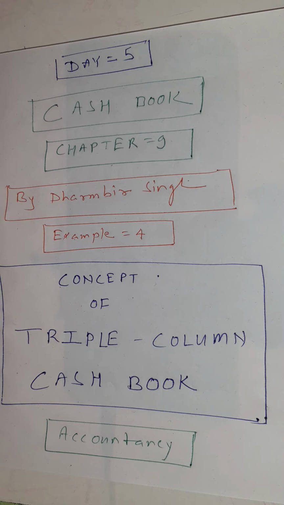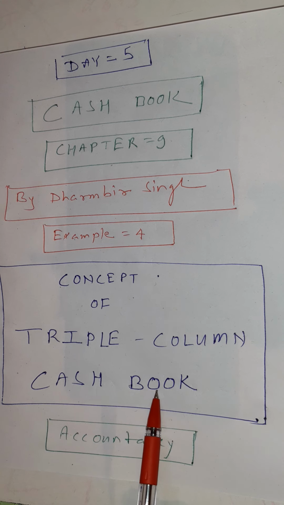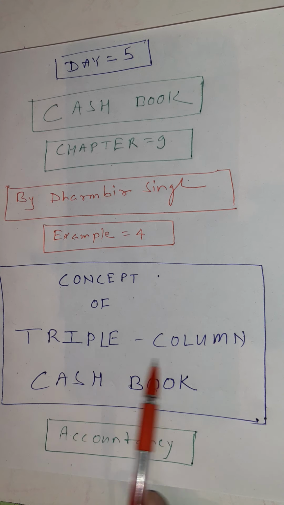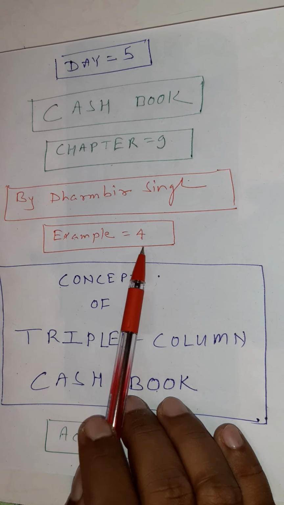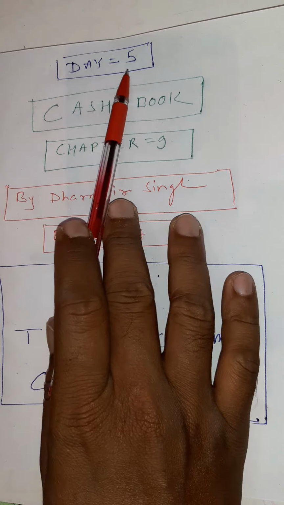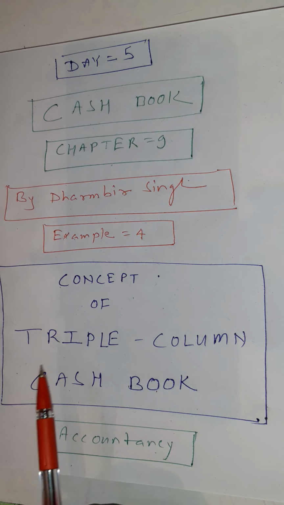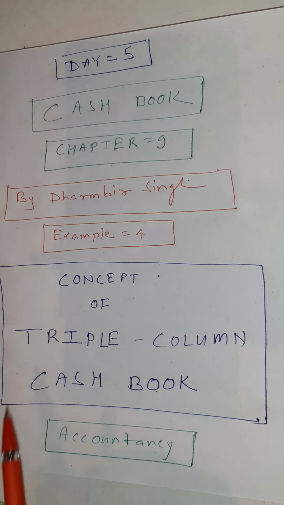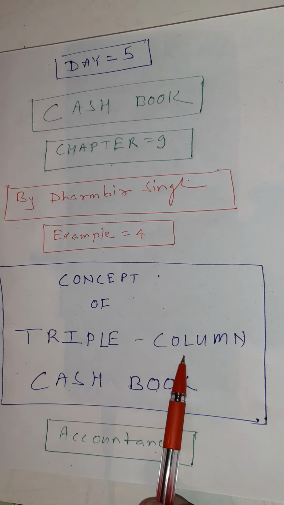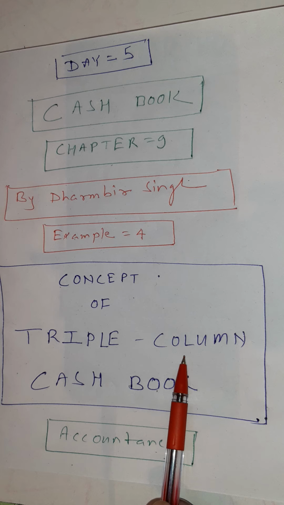Today I am going to discuss cash book. In cash book I will give you the concept of triple column cash book. Single column I have already discussed in my previous video. In this video I will discuss triple column cash book. Accountancy, this is example 4, chapter 9. This is day 5, because I have already made 4 videos on this chapter, and today I am going to make video number 5.